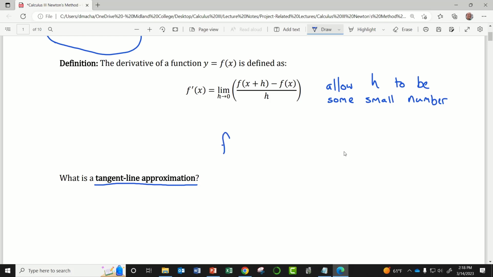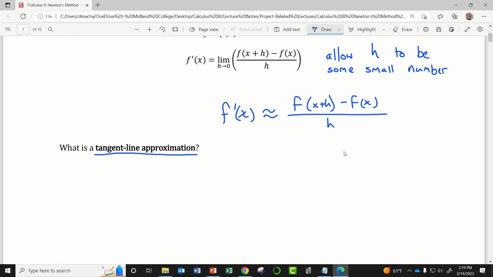Then, this derivative is going to be only approximately equal to f of x plus h minus f of x over h. Right? Equality only happens in the limit, but if we're just allowing h to be some small number, then this is now an approximation. So the squiggly equals means it's approximately.